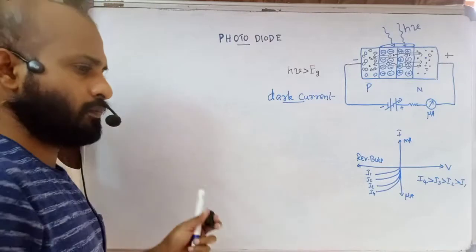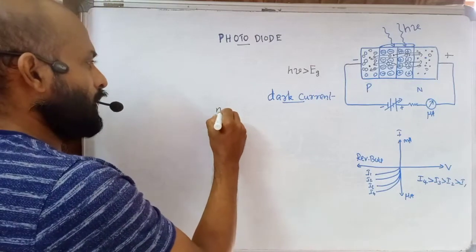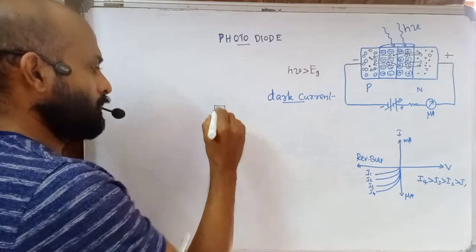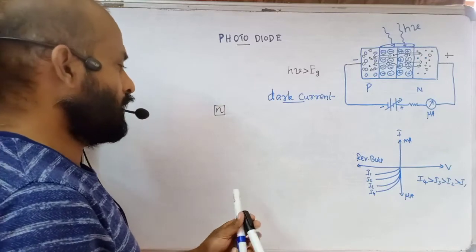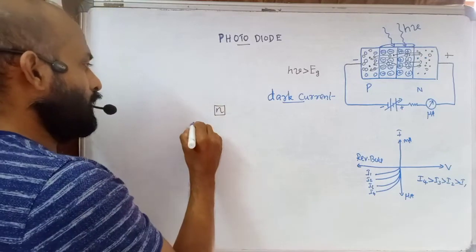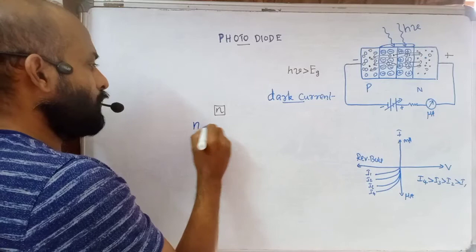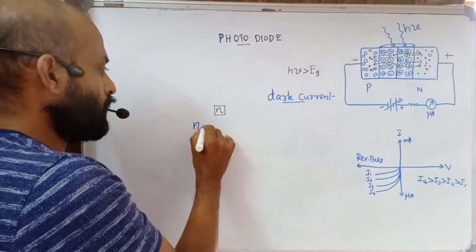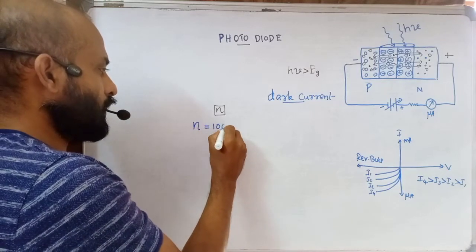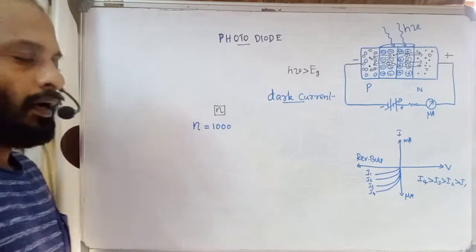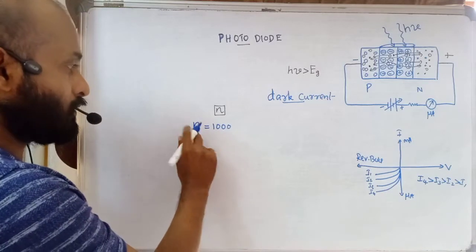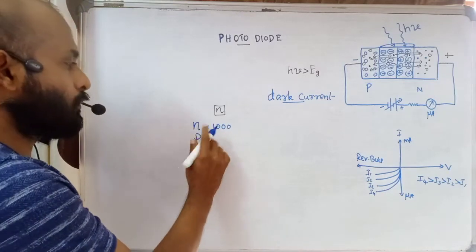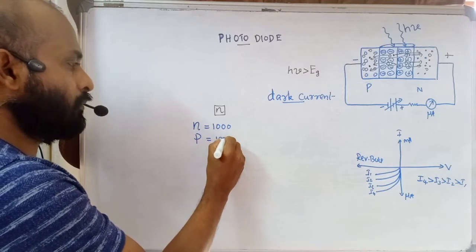So let us choose n-type. Let the semiconductor be n-type. In the n-type region, let n be the number of electrons, the number of electrons present. Let us choose 1000 electrons, and holes are minority carriers. These electrons are the majority carriers. Holes, p, are minority carriers; I'll give their number as 100.